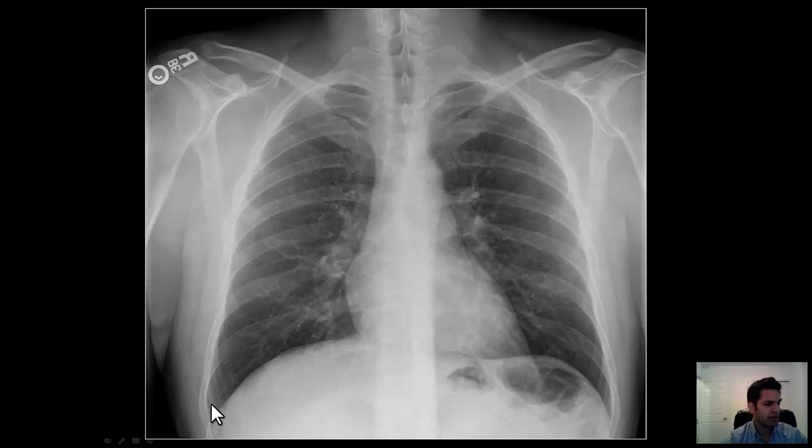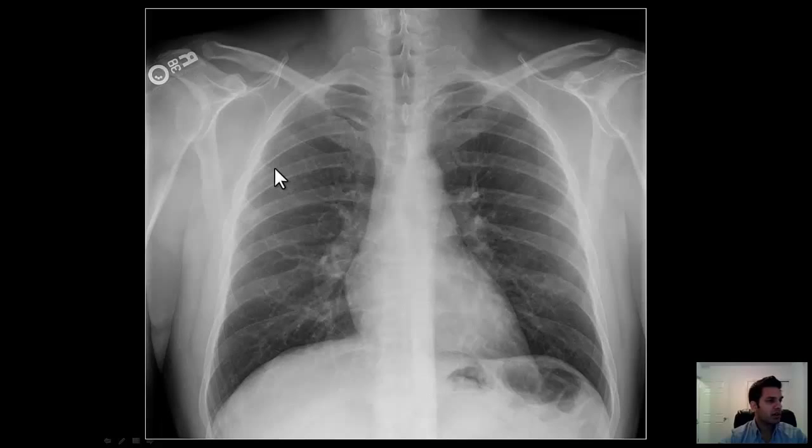So again, I start at the right base. I see the right costophrenic angle. It's very important to look here for pleural fluid. If the pleural fluid is about 200 milliliters, it should show up on a PA view. All right, and then we go ahead and just go back and forth all the way up the lung field.